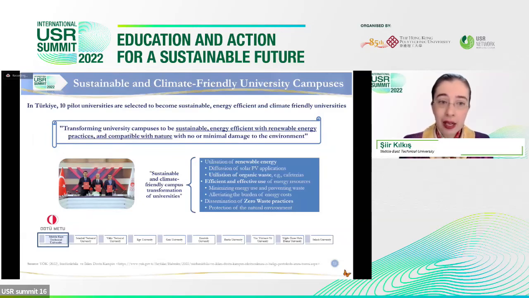Very recently, the government also launched an initiative for 10 pilot universities to become the sustainable, energy efficient, and climate friendly universities that we need. And this Middle East Technical University is one of the 10 pilot universities with a leading role. And these sustainable and climate friendly campuses for transformation universities will substantially increase renewable energy with solar PV and or PVT applications, utilize organic waste, efficient use of energy resources, and disseminate the zero waste practices in our communities.